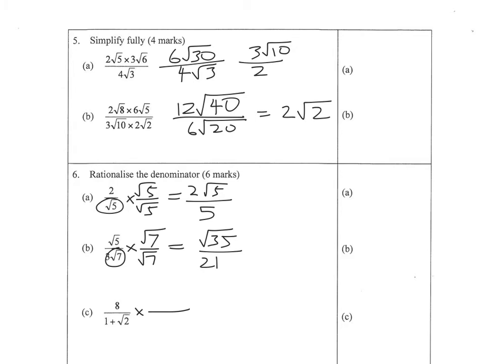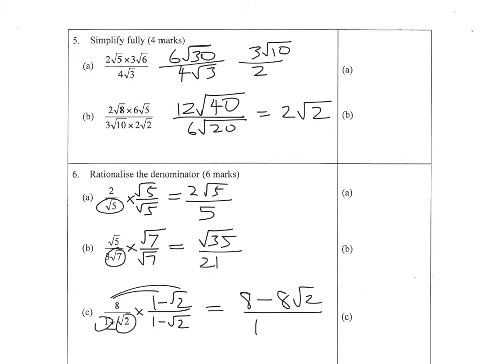Now, the conjugate at the bottom, because it's a plus, will be 1 minus root 2, and do exactly the same at the top. Alright, now 8 times both of those will be 8 minus 8 root 2 over. Now, you can do double rainbows, but again, the middle will just cancel each other out. So all you need to do is do 1 squared, which is 1, root 2 squared, which is 2, and there must be a minus in between. Okay, so that will get you 8 minus 8 root 2 over negative 1.